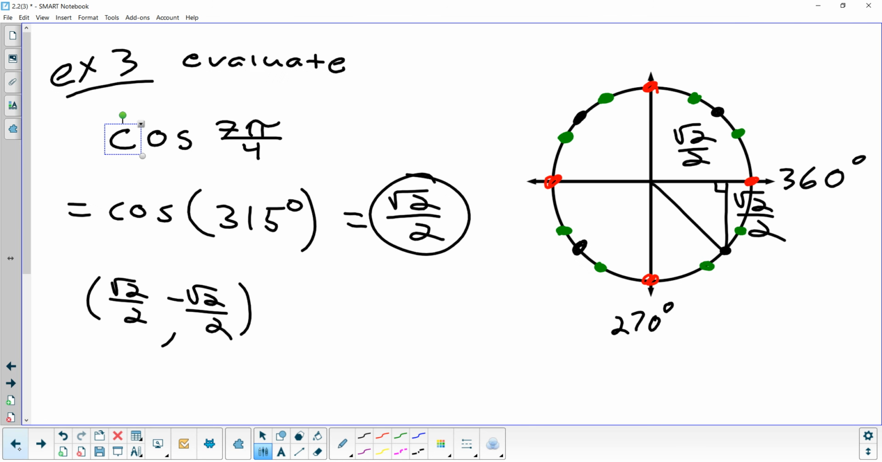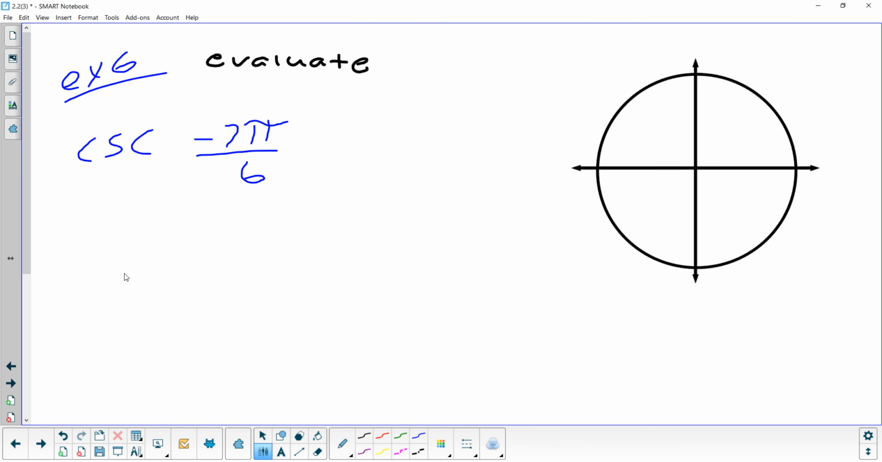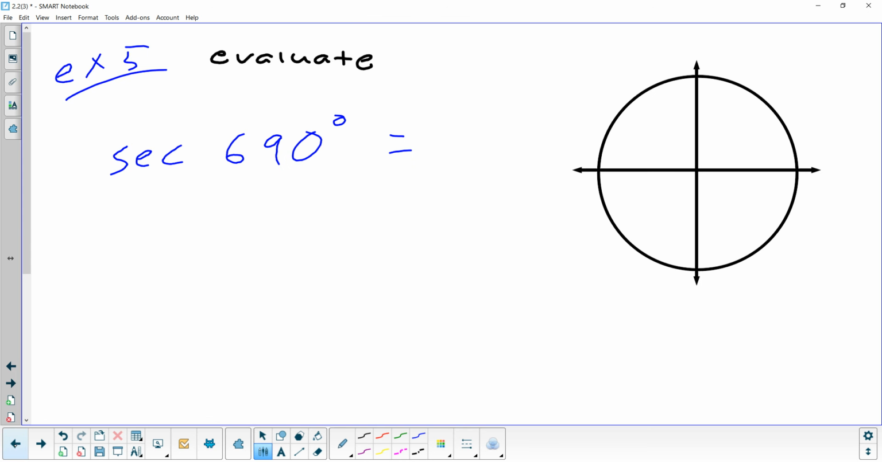All right, so you notice there's 8 green dots we can do. We're not going to go through all 8 of them. Maybe we'll pick one more. I'll let you guys pick. Do you want to do secant of 690 or cosecant of negative pi over 6? The 690? All right, let's do that one.